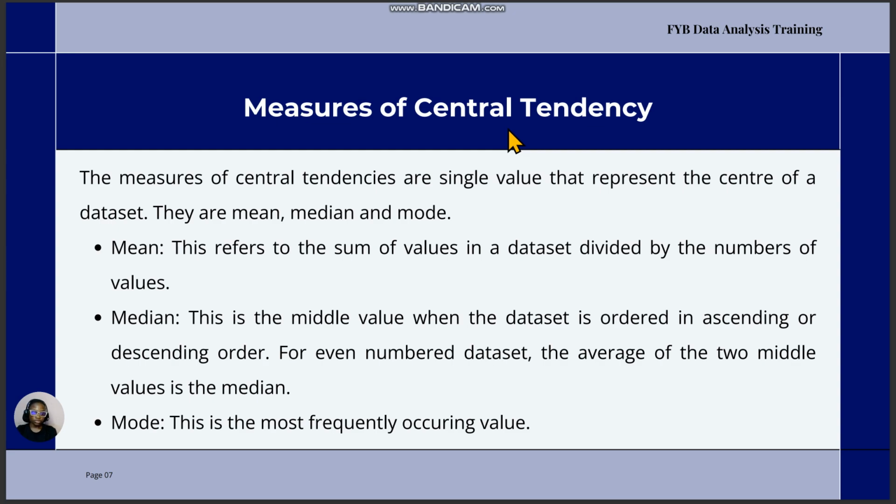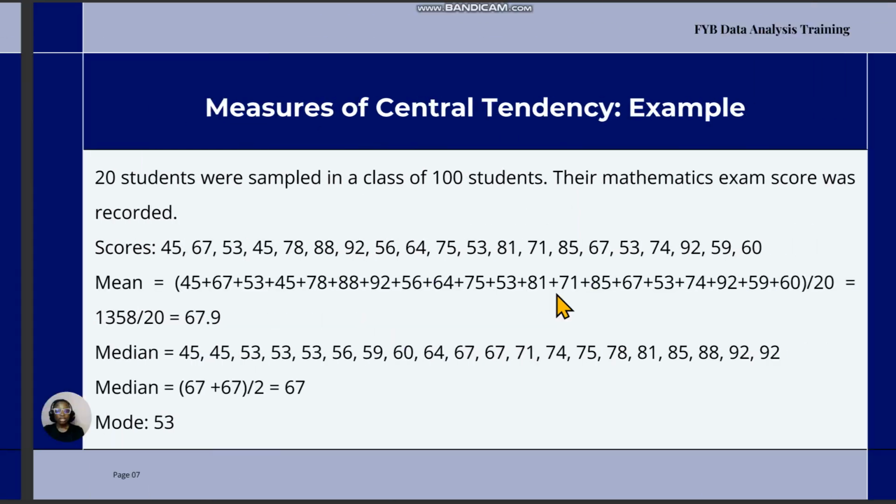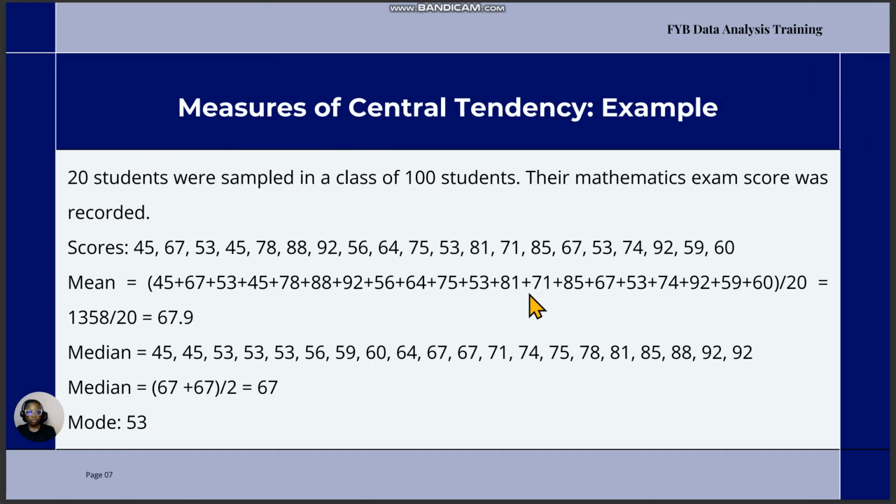While mode refers to the most frequently occurring value in your data set. So this is an example. Now we have a class that contains 100 students, but 20 of those students were sampled, and then the mathematics exam score was recorded. And these are the scores here that I've listed out.